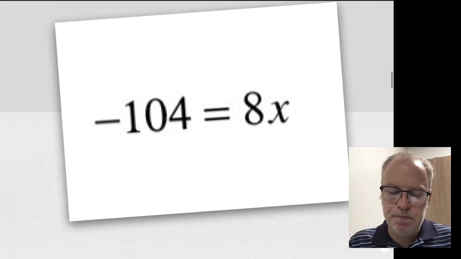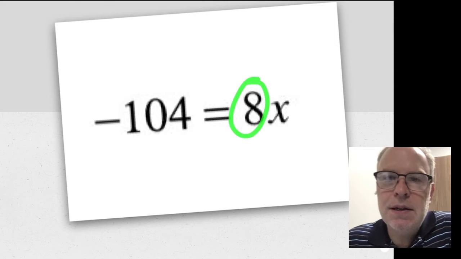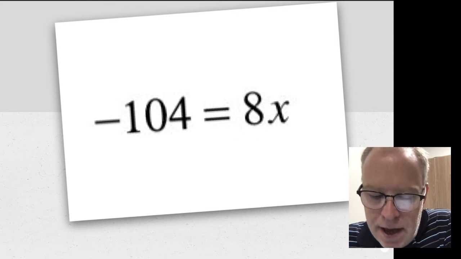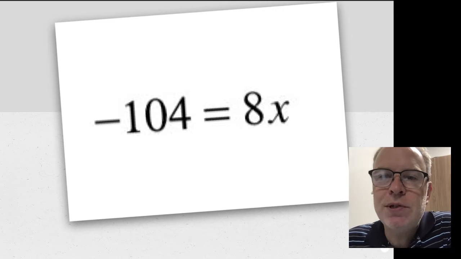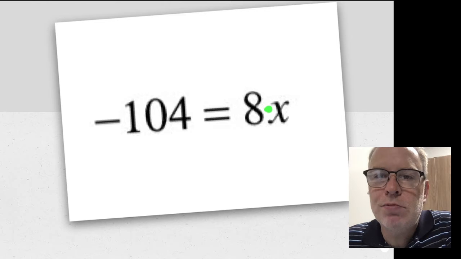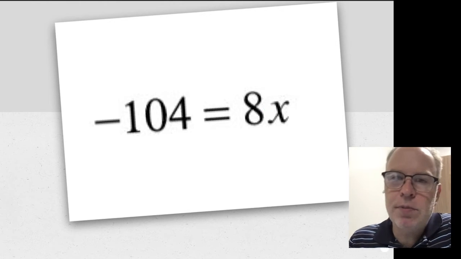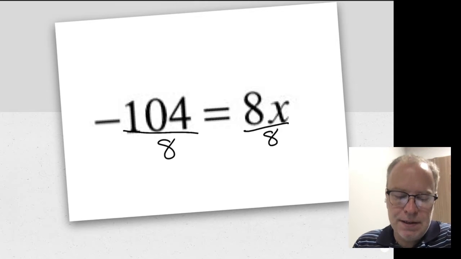All right, next problem. We want to get rid of the 8. How's it attached to the x? Is it division, multiplication, addition, or subtraction? I don't see anything there. Well, if you don't see anything, then it's multiplication. So how do you undo multiplication? You divide by 8.